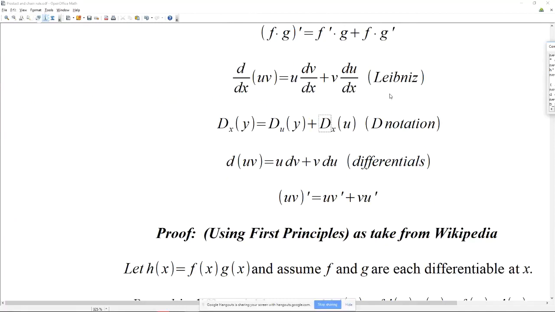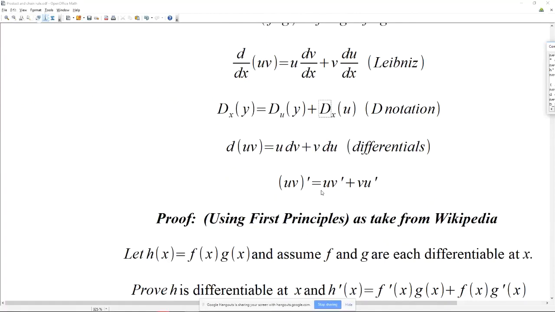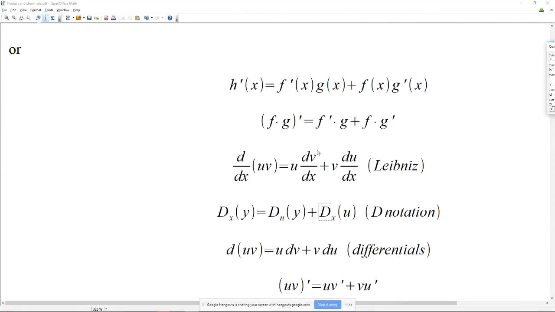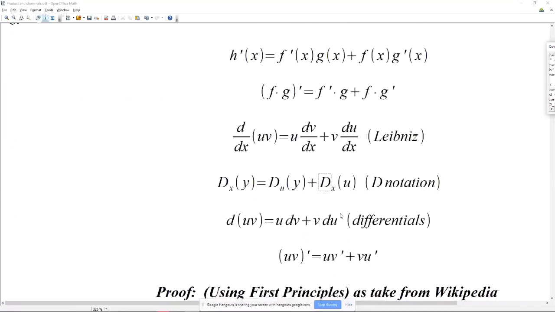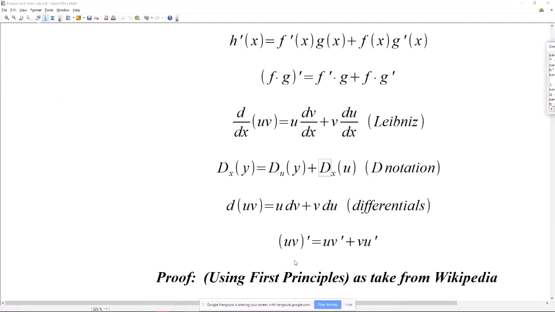So here's the other type of notation. This is using UV notation, which is the same thing as this formula, right? It's just using UV notation and then moving the primes a little bit differently. So don't get too hung up with the notation. Think about it as concepts, because the concept of taking the derivative of the product of two functions is basically you're taking the derivative of one function times the non-derivative of the second function, plus the derivative of the second function times the non-derivative of the first function. So that's kind of what you're doing.